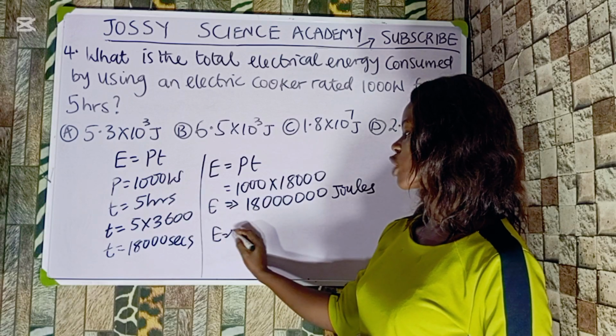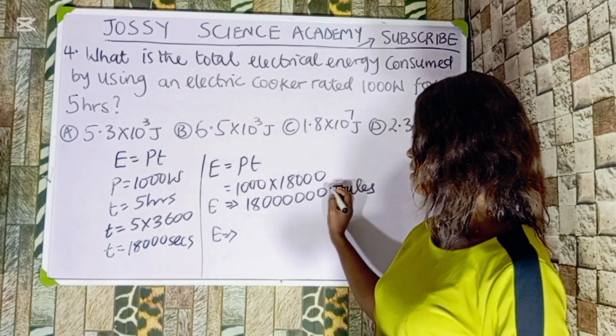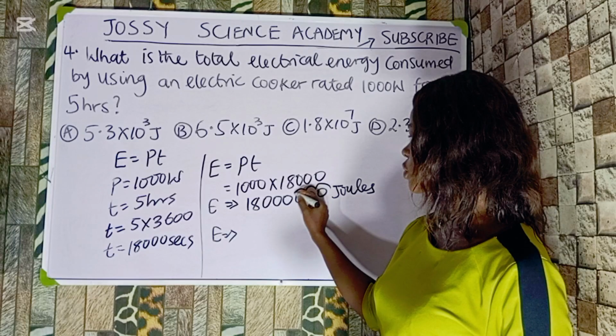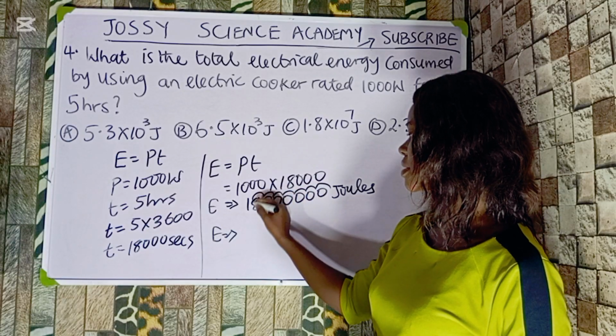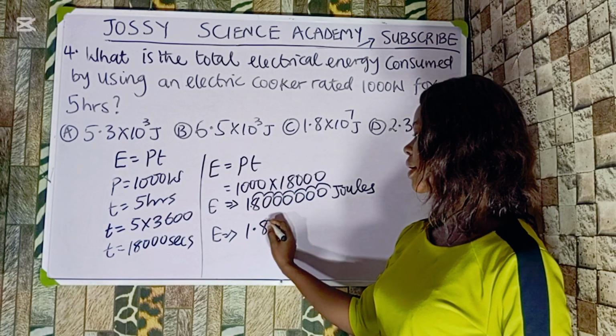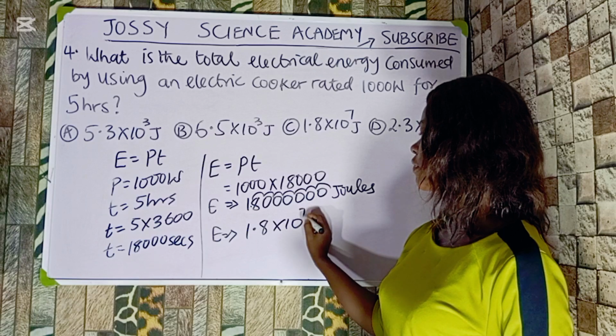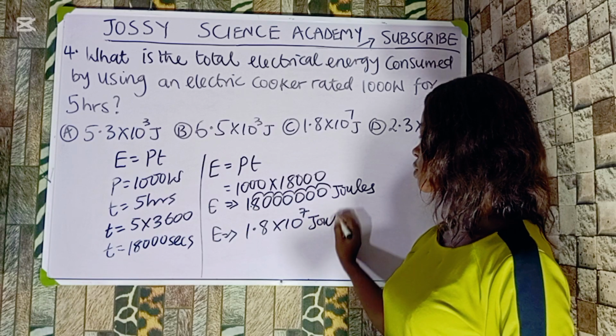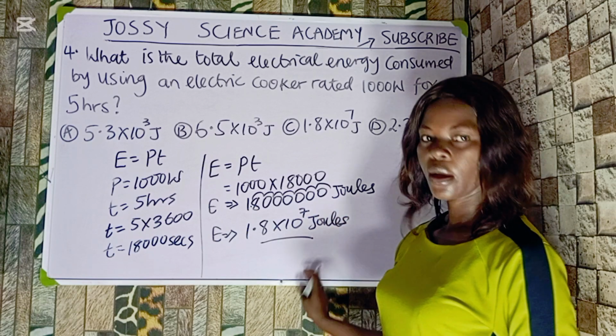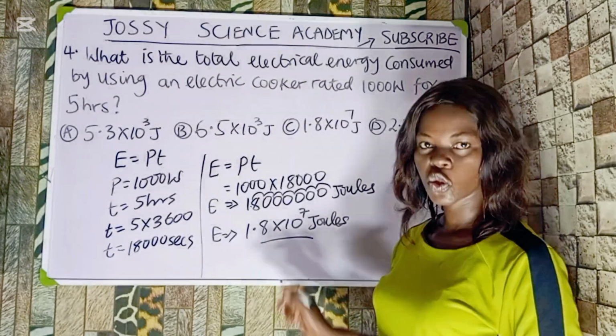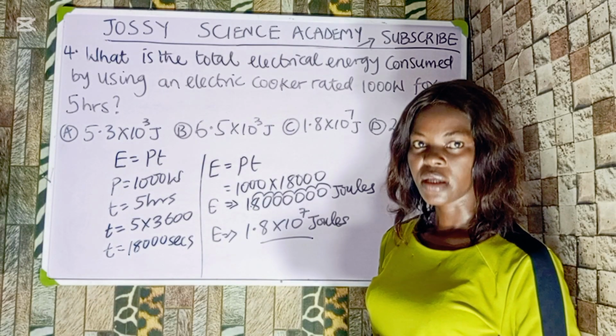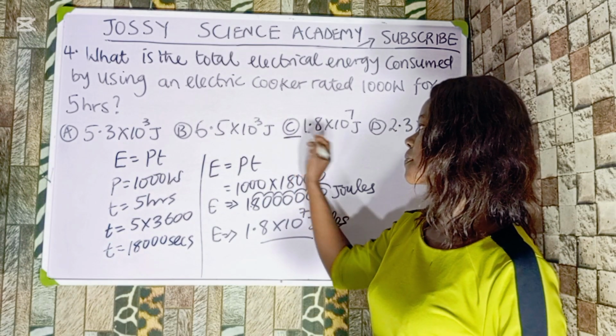Now I want this answer to be in standard form simply by counting 1, 2, 3, 4, 5, 6, 7. So this is 1.8 times 10 to the power of what? 7 joules. I hope that is clear. So from what you have gotten so far, the correct option to this question is option C.